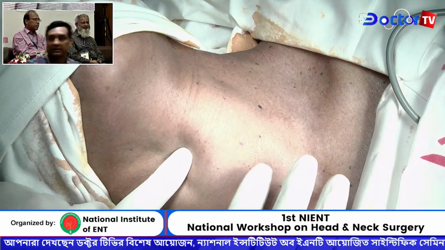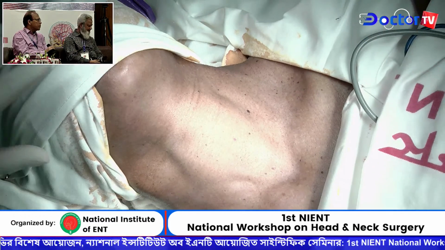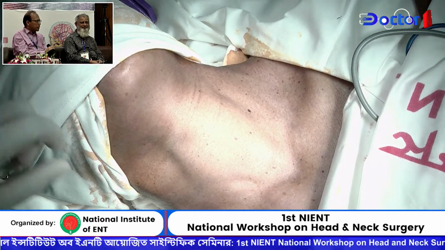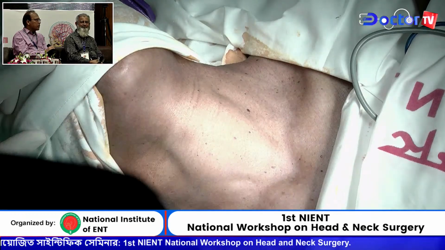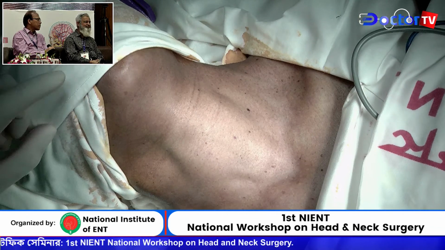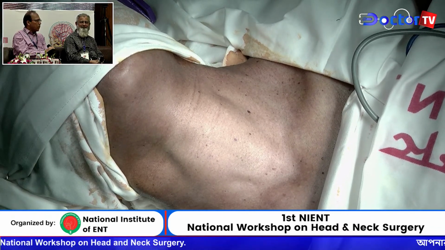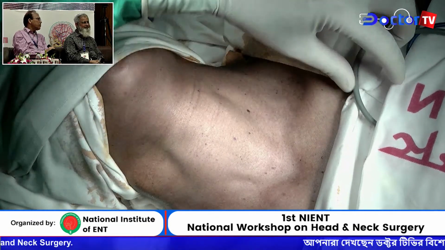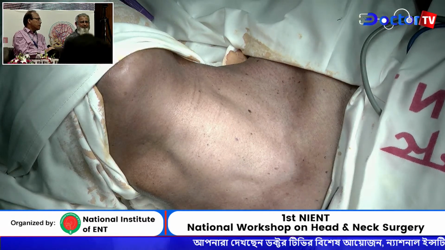Actually, sir, the operative field is disinfected by using, initially, the hex scrub, and then it is washed with 10% povidone iodine. After that, we just drape here. You see the draping. We just drape the chest. It is the chest wall, and this is the leg end, and this is the head end.